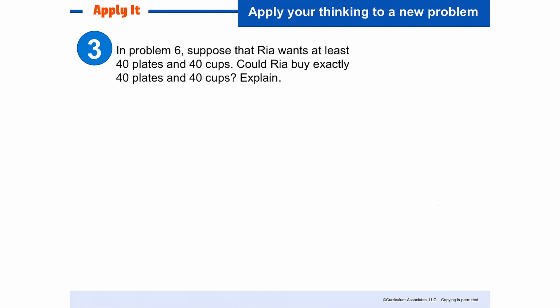All right, looking at number 3, it says in problem 6. Let's not worry about that. In problem 2, numbers are all messed up here. Peso, he's hit my microphone. Sorry, guys. Suppose that Ria wants at least 40 plates and 40 cups. Could Ria buy exactly 40 plates and 40 cups? Explain.